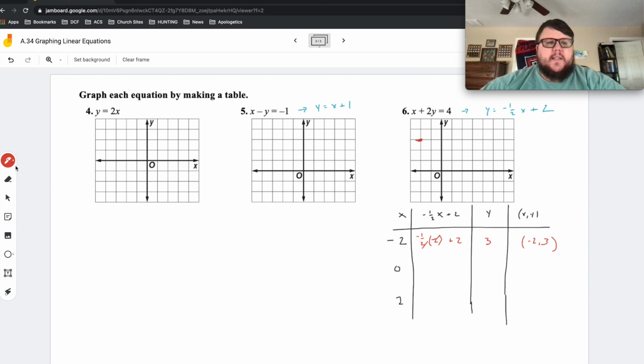Now I'm going to plug in 0, and I'm going to do that one in blue. So I get -1/2 times 0 plus 2. So that cancels out. -1/2 times 0 is 0. 0 plus 2 is 2. So my point is 0, 2.